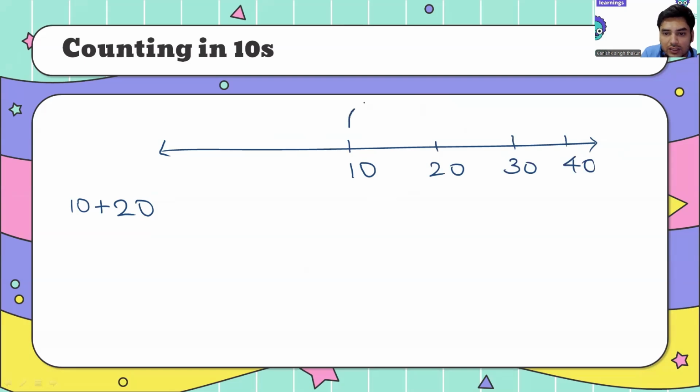No, you'll count in 10 steps, right? Because 10 plus 10 is 20, the same as 1 plus 1 is equal to 2. But now we are taking it in tens, right? So 10, when I add 20, it means I have to take 2 steps in tens. So 10, 20, then I reach 30. Okay. So that's how we count in tens.